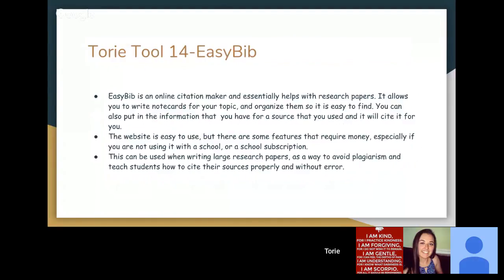My 14th tool is called EasyBib. EasyBib is an online citation maker, and it essentially helps with your research papers. It allows you to write note cards for your topic and organize them so that it is easy to find. You can also put in the information that you have for a source that you used, and it will cite it for you.